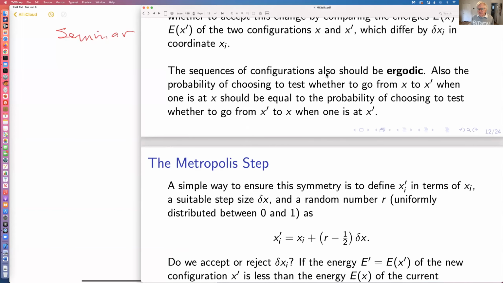And these sequences of configurations should be ergodic so that you cover the whole possible space of the protein. And it's important that the thing be symmetric. That is to say, the probability of choosing to test whether to go from x to x prime when one is at x should equal the probability of choosing to test whether to go from x prime to x when one is at x prime. So this is choosing to test. This is not the result of the test.